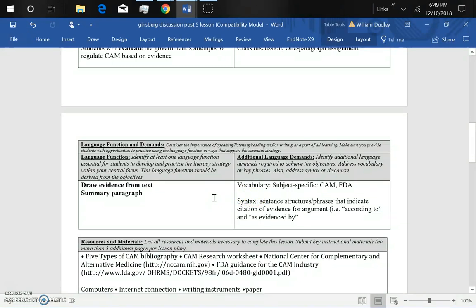So for both the discussion portions of the classroom activity, and then also for the written assignment, the paragraph, the students are supposed to say, this is the point according to, and then cite a specific source. And so there are certain sentence structures or phrases that indicate that that is the function you are doing: according to this source, according to this author, as evidenced by this research. Those are English syntax that indicates that that's the function you're doing. So I thought that would be an appropriate syntax function for this lesson.